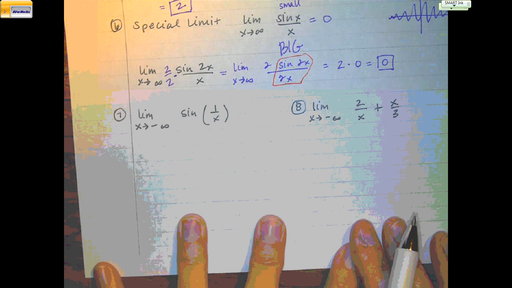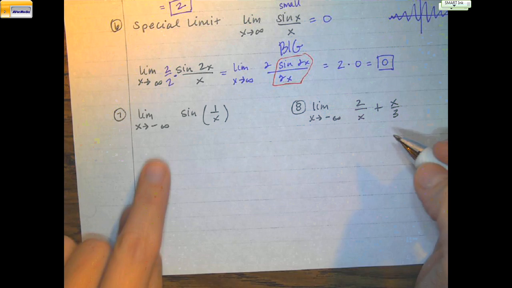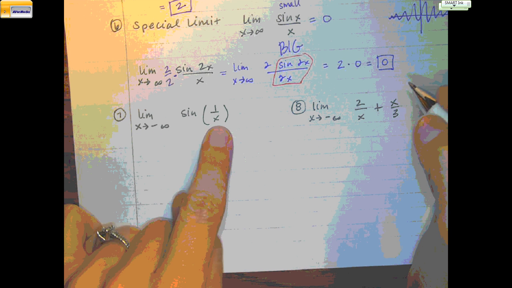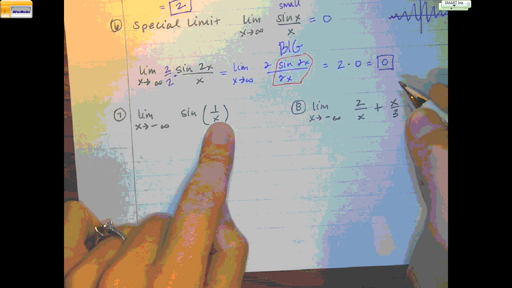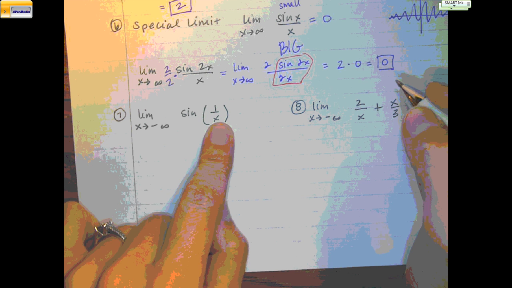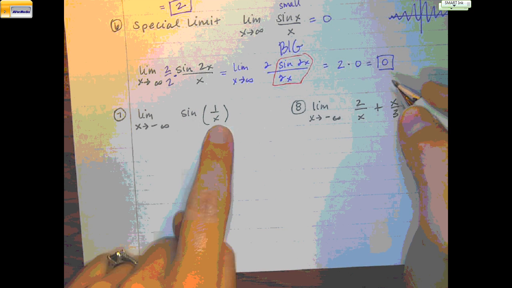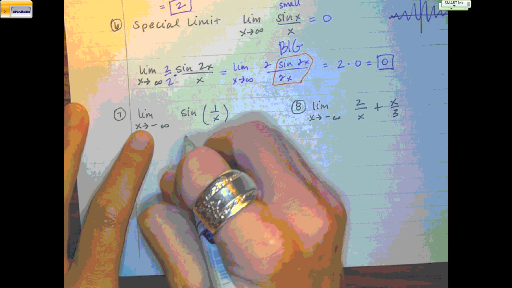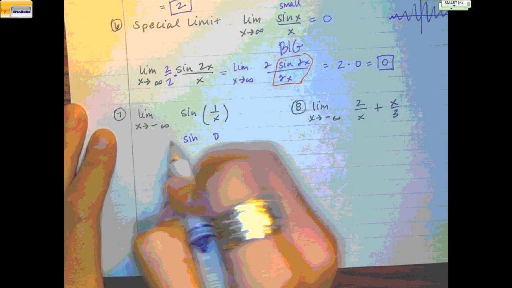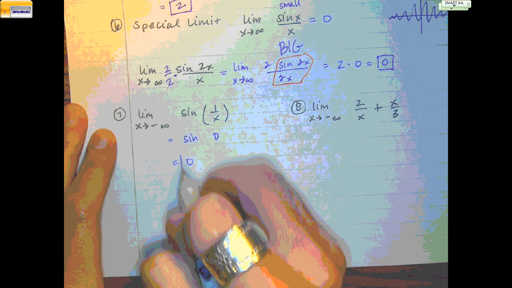Everybody okay? Number 7. Take negative infinity. You plug it in here: 1 over a super huge negative number. What are you going to get? What's it approaching? Yeah, this number is getting tinier and tinier and tinier. And so if this is 0, what's the sine of 0? 0. So it's approaching 0.